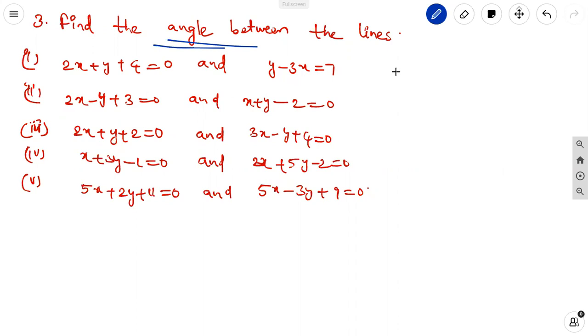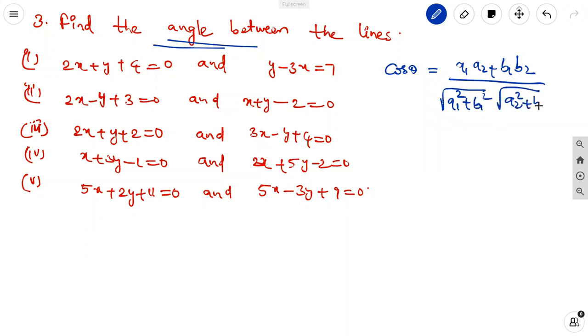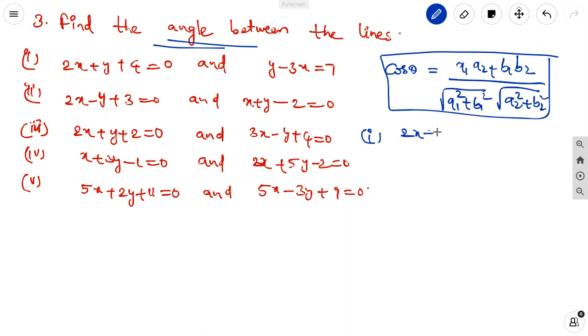The formula for the angle between two lines is cos theta equal to (a1 a2 plus b1 b2) by (under root of a1 square plus b1 square) times (under root of a2 square plus b2 square). By using this formula, we can find the angle between the two lines. First, I'm taking the first problem, that is 2x plus y plus 4 equal to 0.